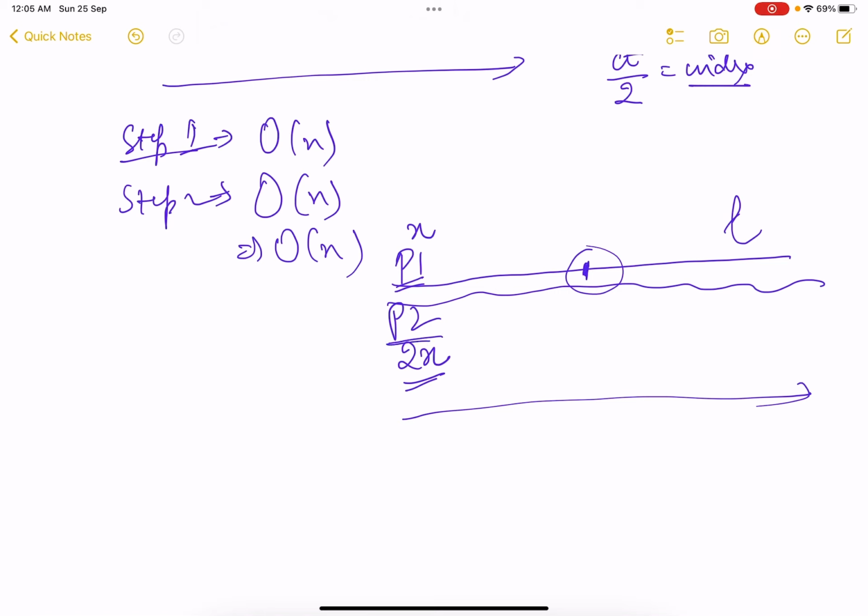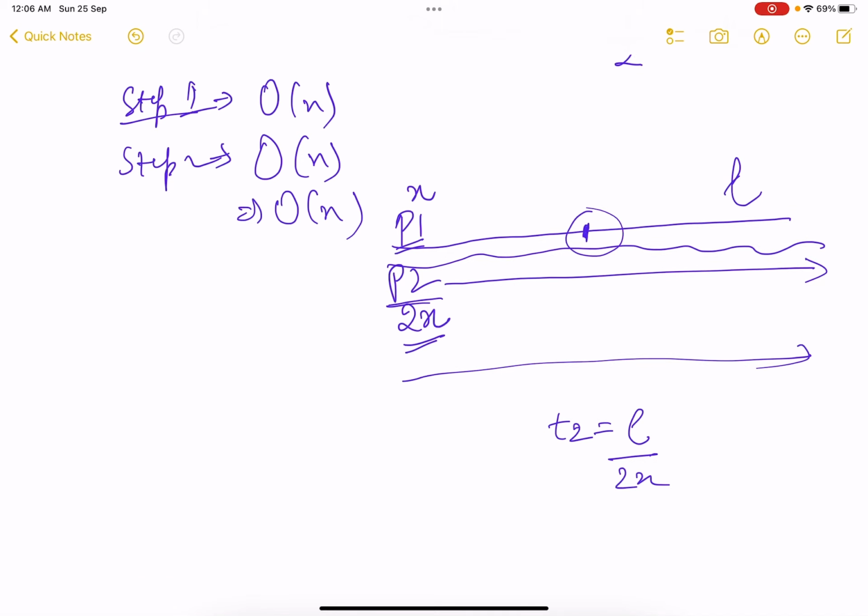So if person 2 reaches the end of the line, covers this L distance, what will be the time taken? So t2, because it is for person 2, will be length divided by 2x. And if I talk about t1, how much time person 1 is taking, it will be length divided by x, right? So obviously the time taken by this person will be just double the time taken by the other person. I'm going exactly with the mathematical approach.